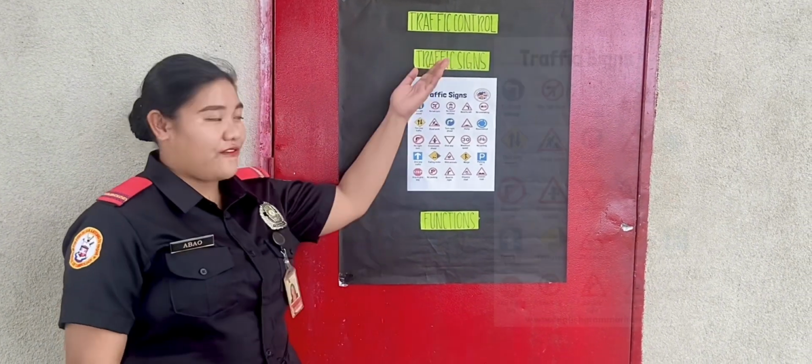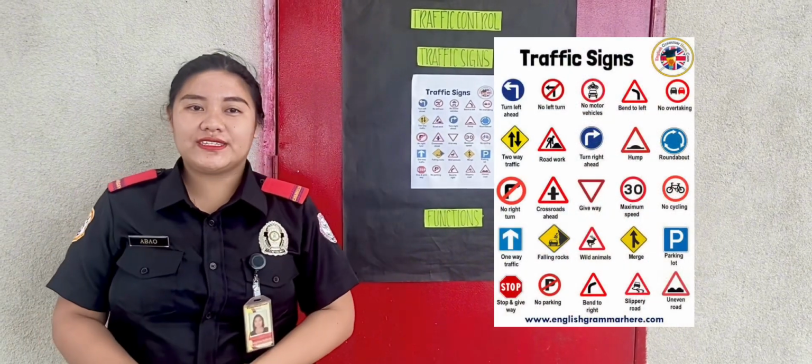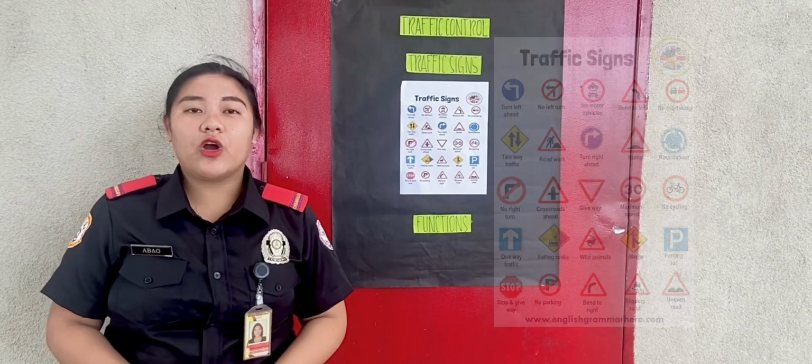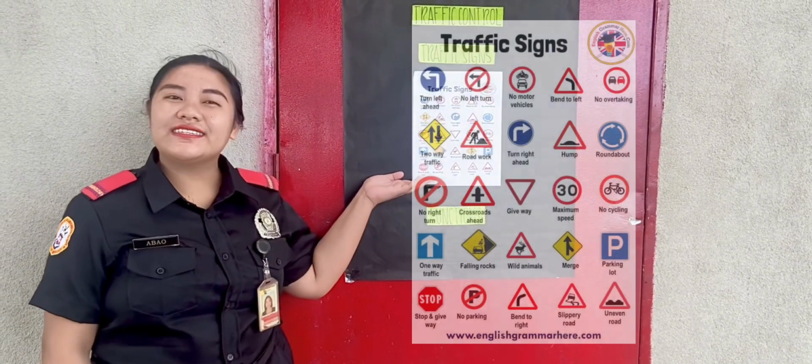Next is a traffic sign. A traffic sign is to give instruction or provide information to the road user. And also, it gives the direction, speed limit, and road condition. And this is the example of the traffic sign.